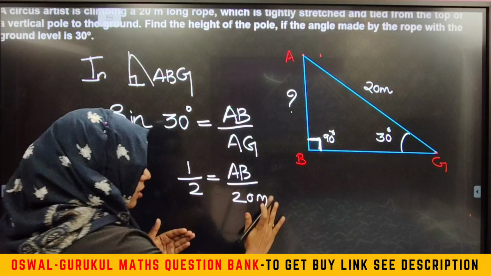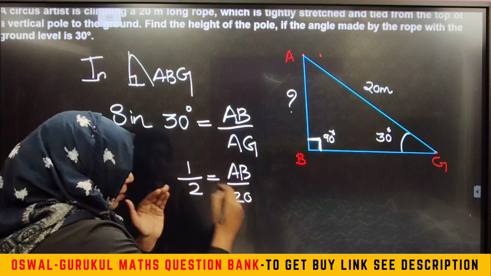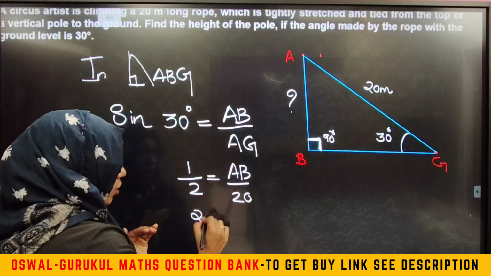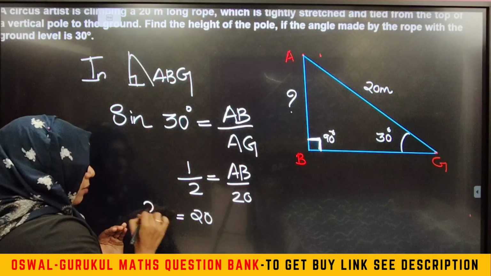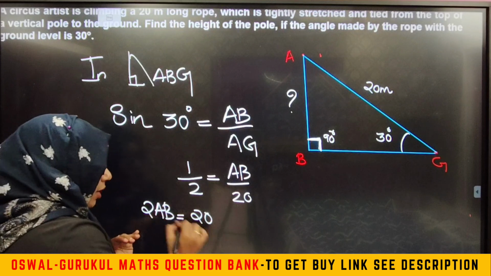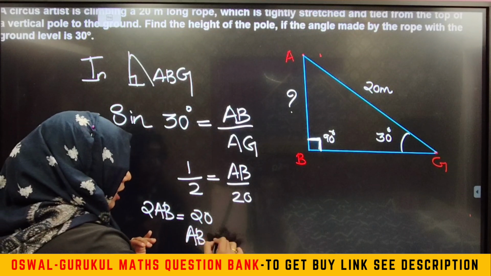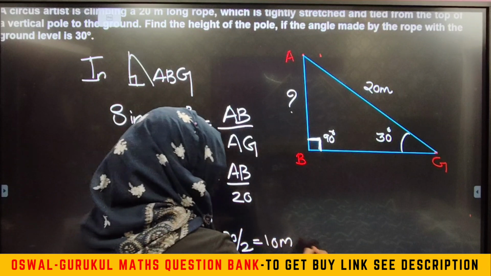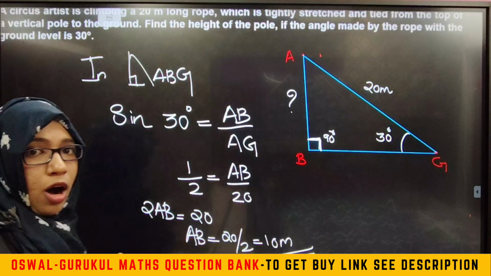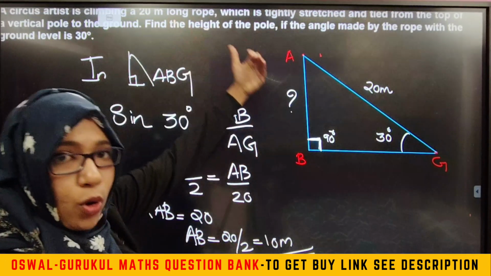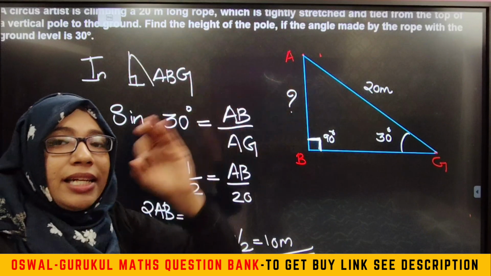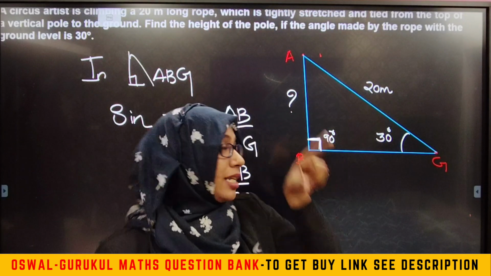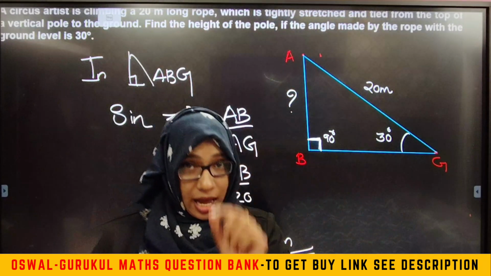Okay. So next I am cross multiplying this. That is 1 into 20 is equal to 20, and 2 into AB is equal to 2AB. From this I can find AB is equal to 20 divided by 2, which is equal to 10 meter. So I have got the length of the pole, the vertical pole, its height. That is the length of the side AB according to the diagram.